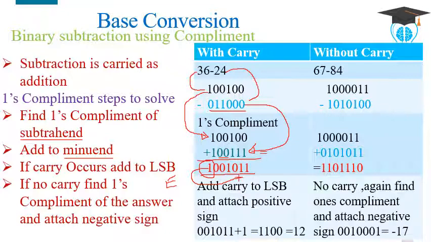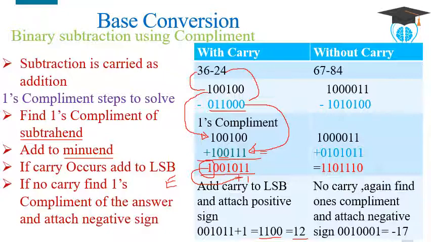Add the carry to the LSB and attach a positive sign. So it is 001011 plus 1. My answer is 1100, whose decimal equivalent is 12. So 36 minus 24, I should get 12 as the answer.